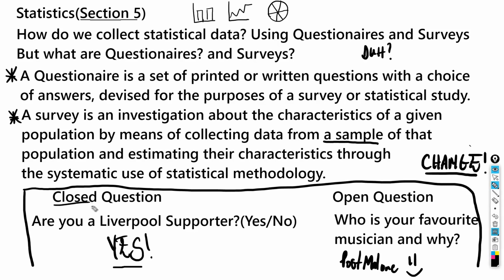And let's look at these two questions on here. We have a closed question here and we have an open question. A closed question is where you ask something and you expect to get an exact answer. In this case, are you a Liverpool supporter? You may answer no, I may answer yes. I know exactly what the answer is going to be. Now, an open question: who is your favorite musician and why?